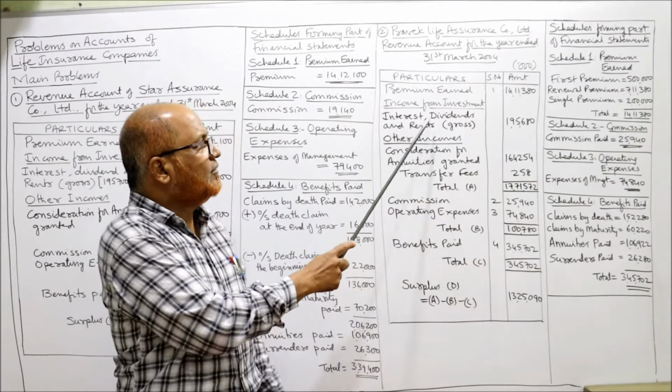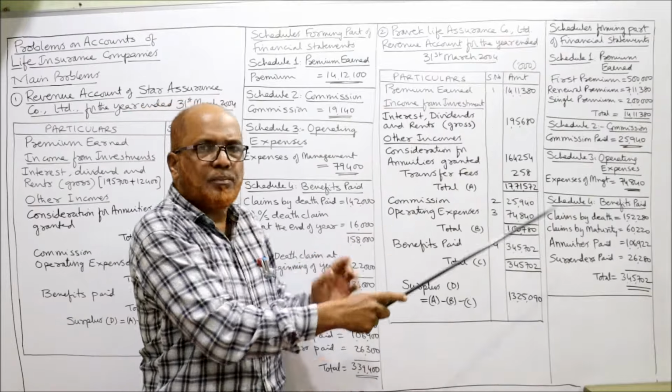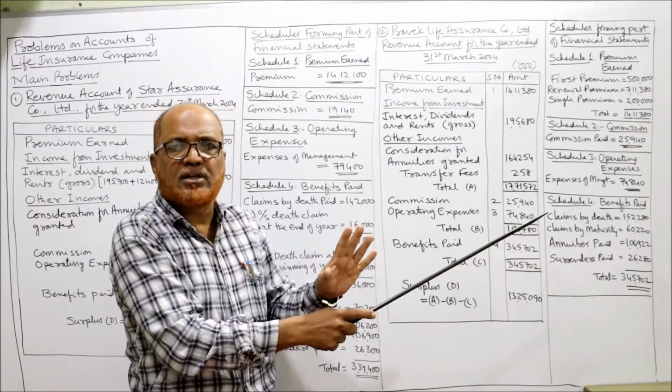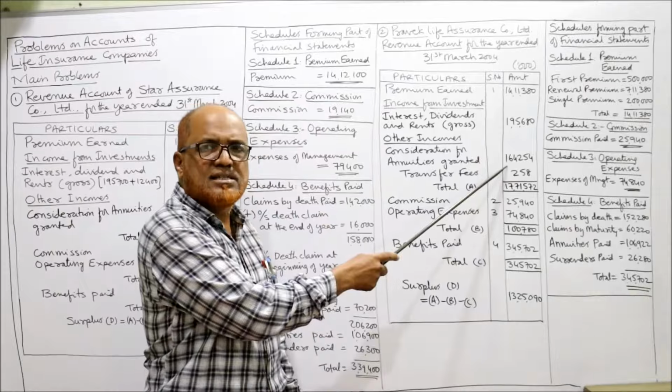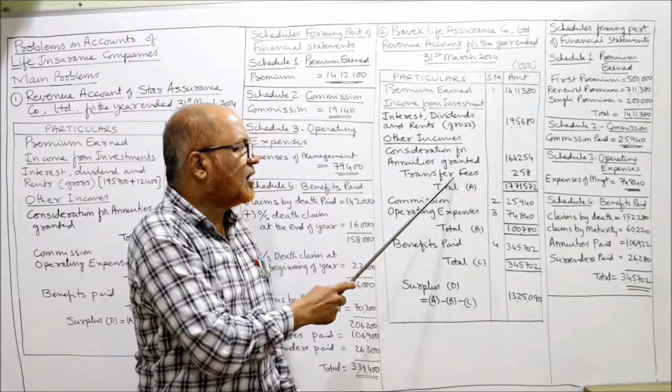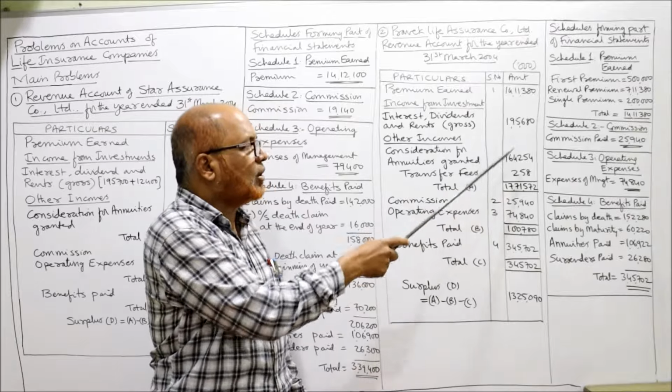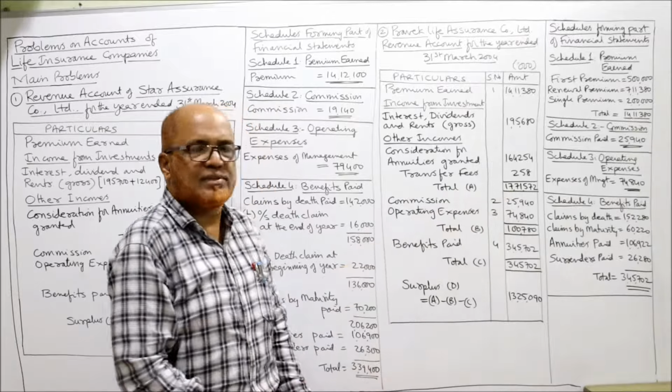Then interest, dividend and rent gross, as given in the problem, the same I have taken, I have not adjusted. Then consideration for annuities granted, exactly the same amount I have taken, what is given in the problem. Transfer fees same 258. I got the total 17,71,572.